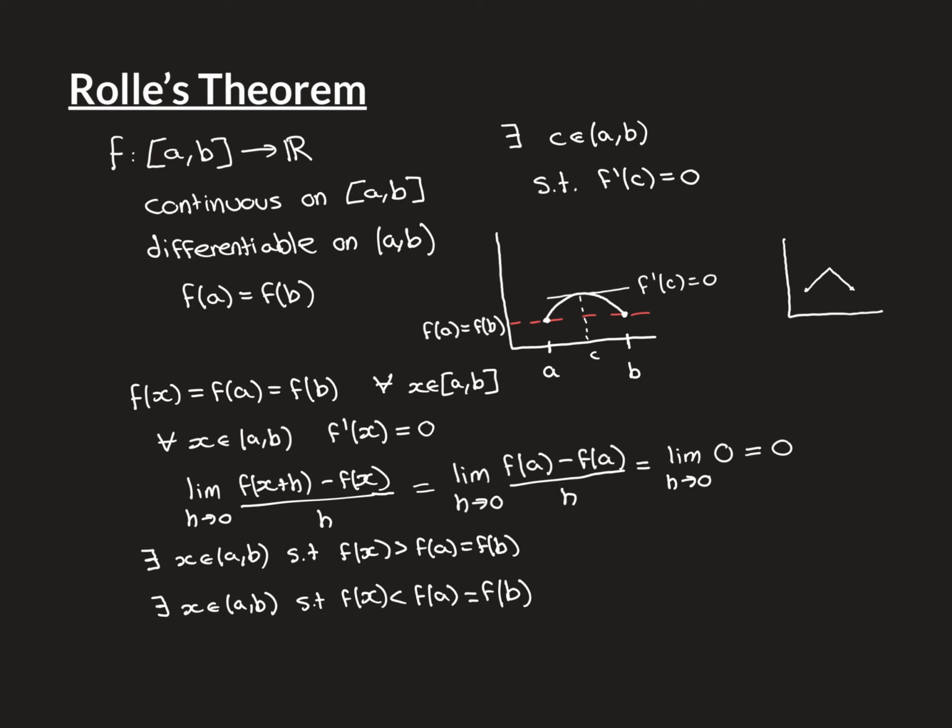The other possibility is that there must be at least one point that is below the values at the ends. So there must exist an x that is an element of the open interval ab such that f of x is less than the value at these endpoints, i.e. the function must go down. Now, of course, you could have a function that has both of these. You could have something that goes up and then comes down and then goes back up. That would have points which are being mapped onto something below this red line and points that are being mapped onto above it. That's fine. We just need one of these to be true. In that case, both of them are true. That's brilliant. But we just need one of them to be true.